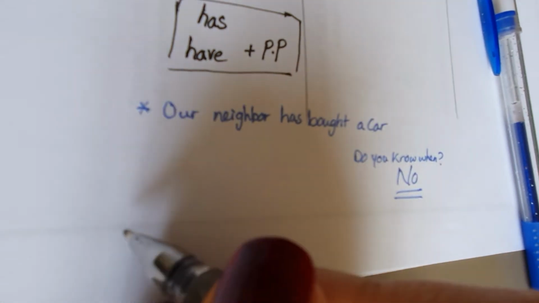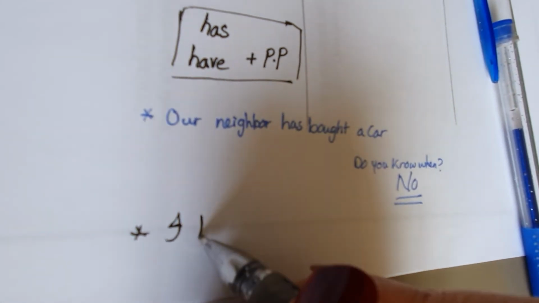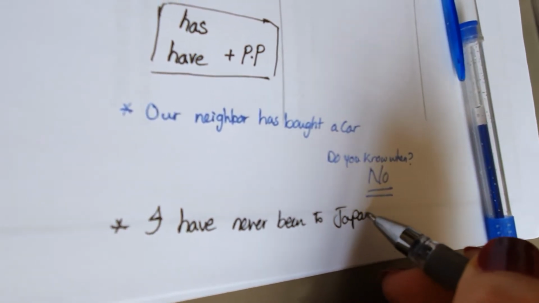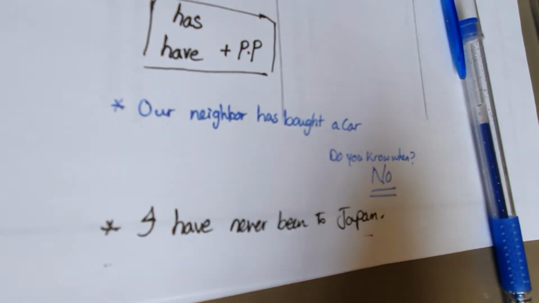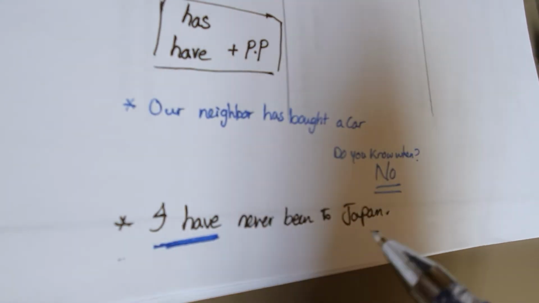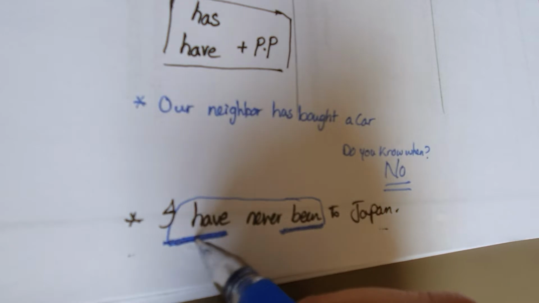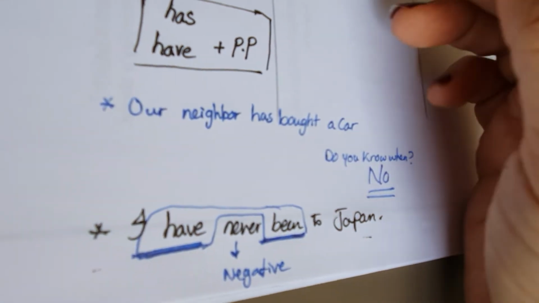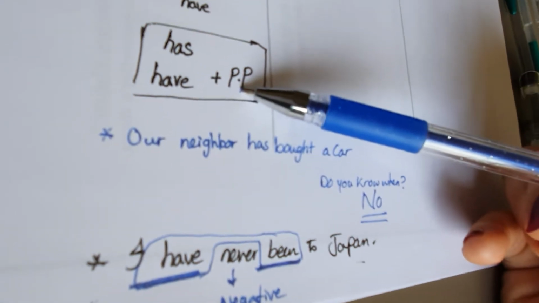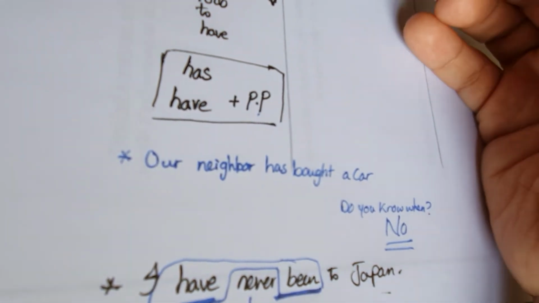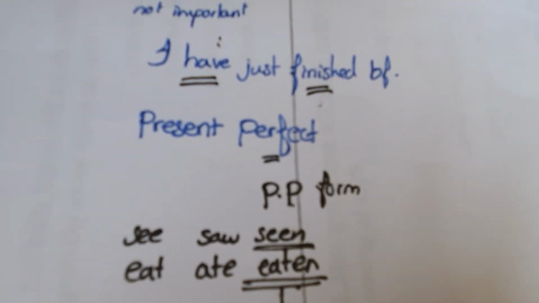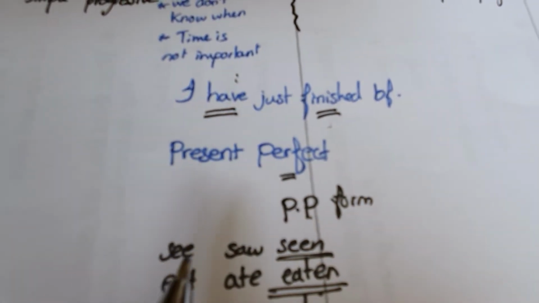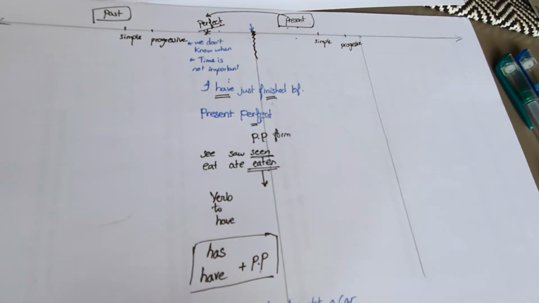The second one, when I talk about lack of experience: I have never been to Japan. I want to say that I didn't travel to Japan. So I use have and the past participle been here. Never is for the negative. So how do I form it? Present perfect: has or have plus past participle. An action happened in the past and I don't know when. Our time is not important. Okay? This is the present perfect.